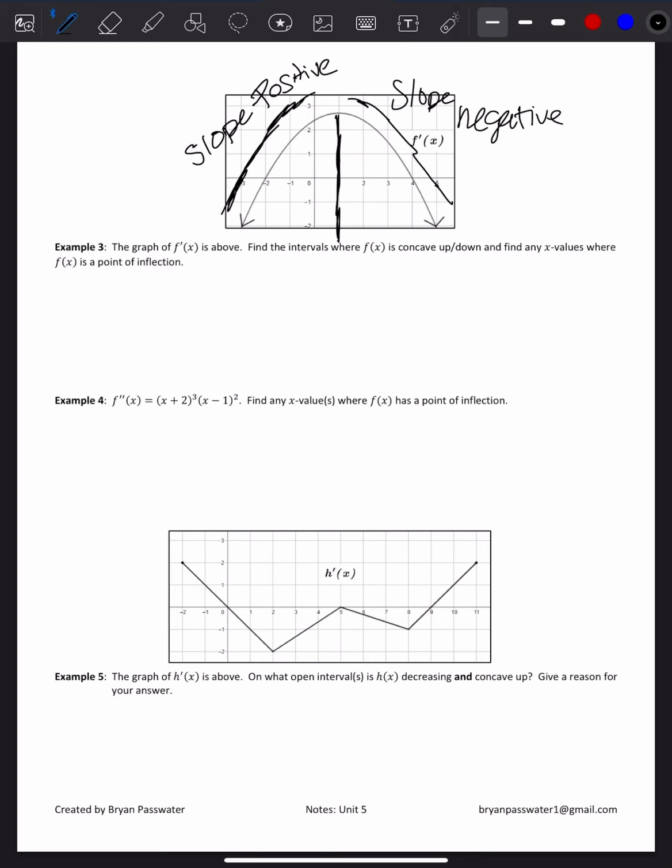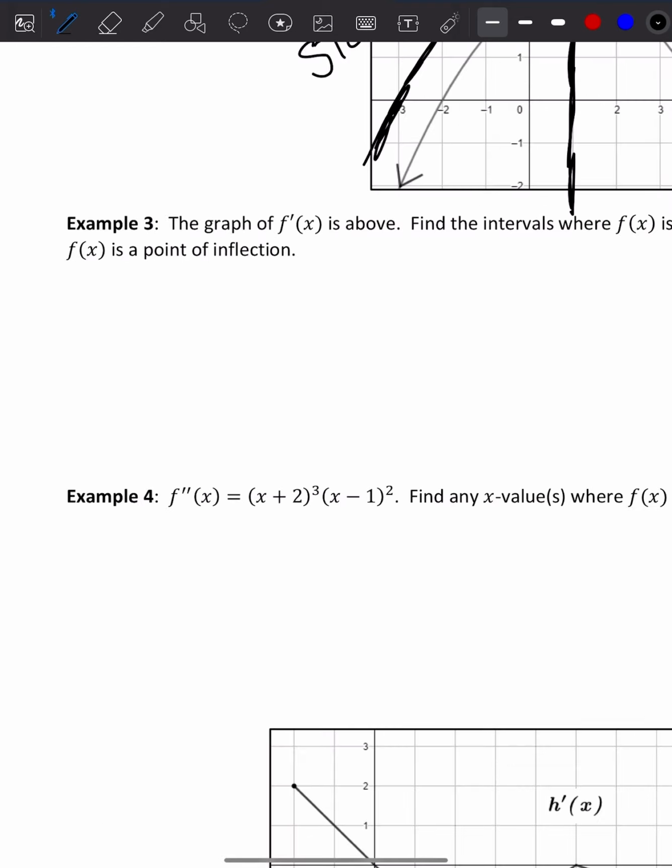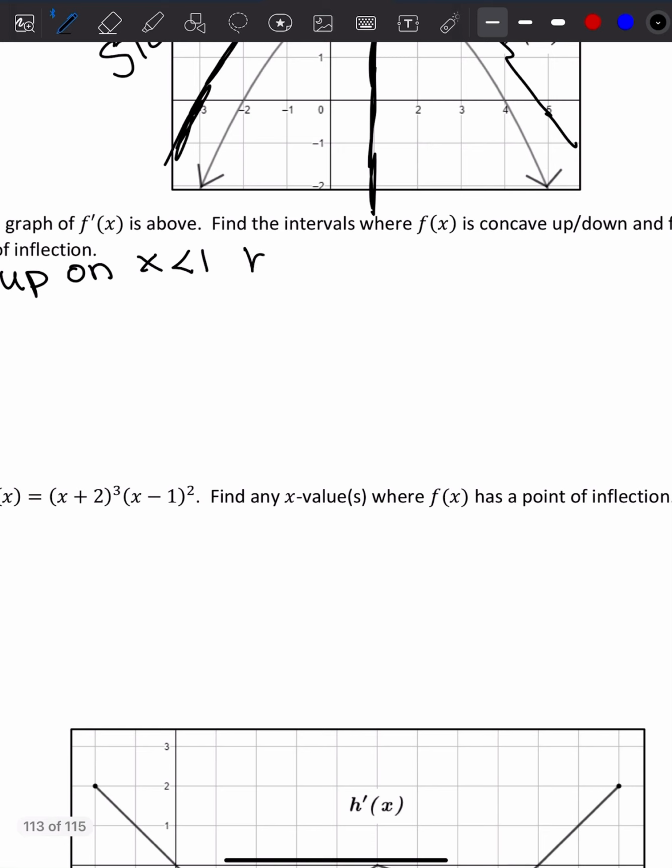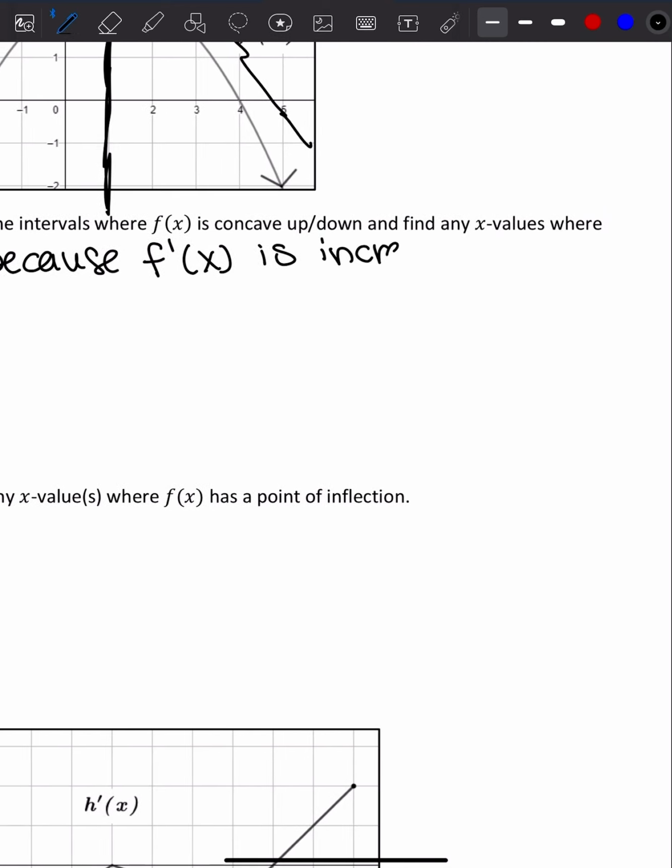So we are concave up on x less than 1, and that's because f prime of x, the graph that we have, is increasing. So notice here I said f prime of x is increasing, not f of x. If we're talking about f prime increasing or decreasing, that's giving us information about the second derivative.